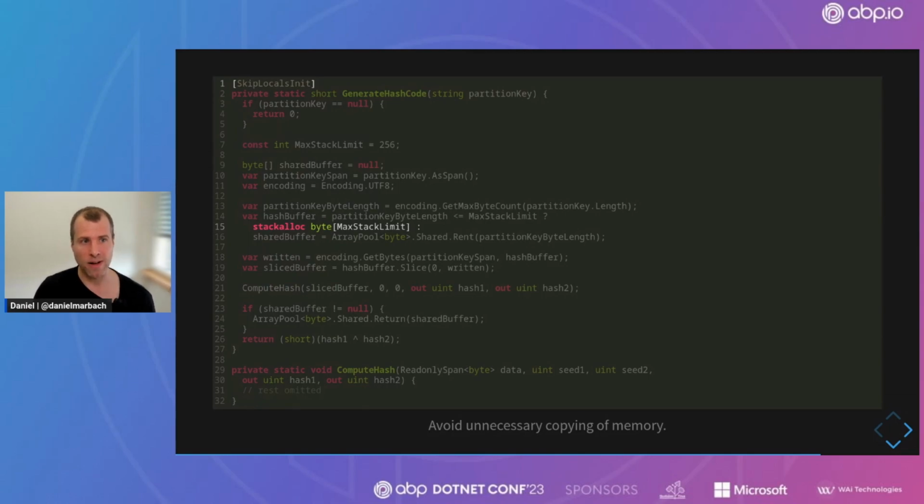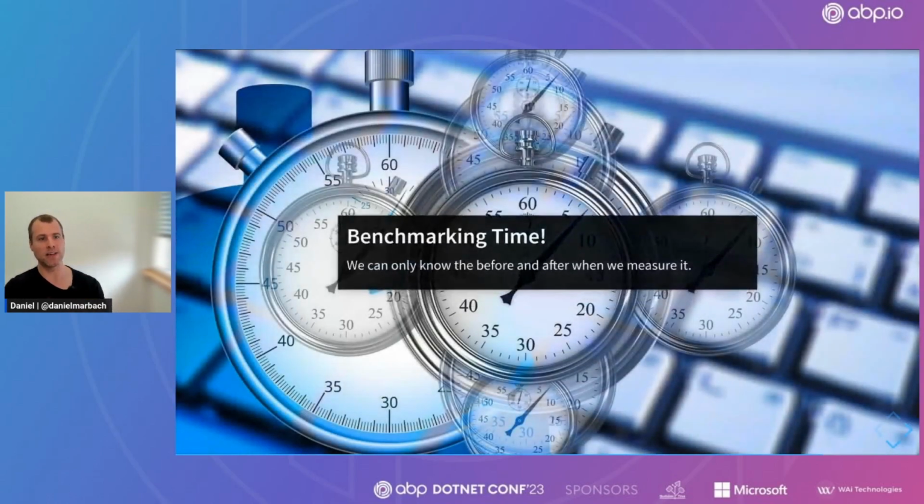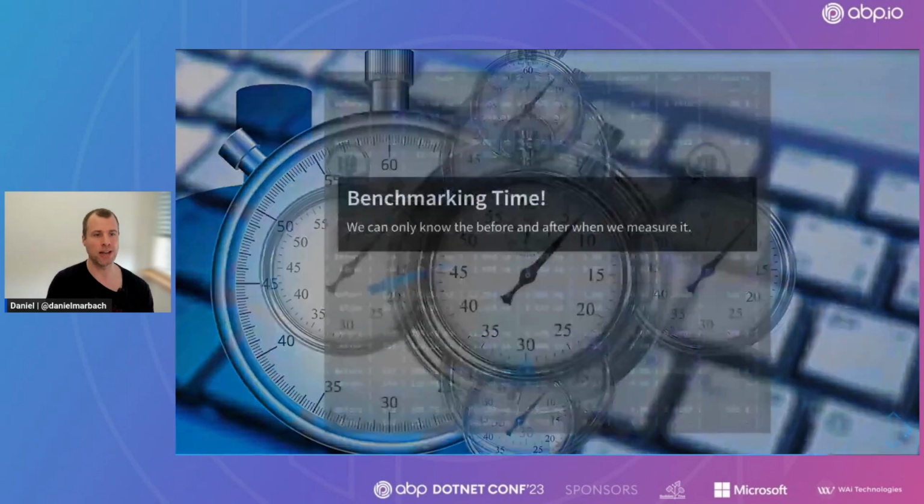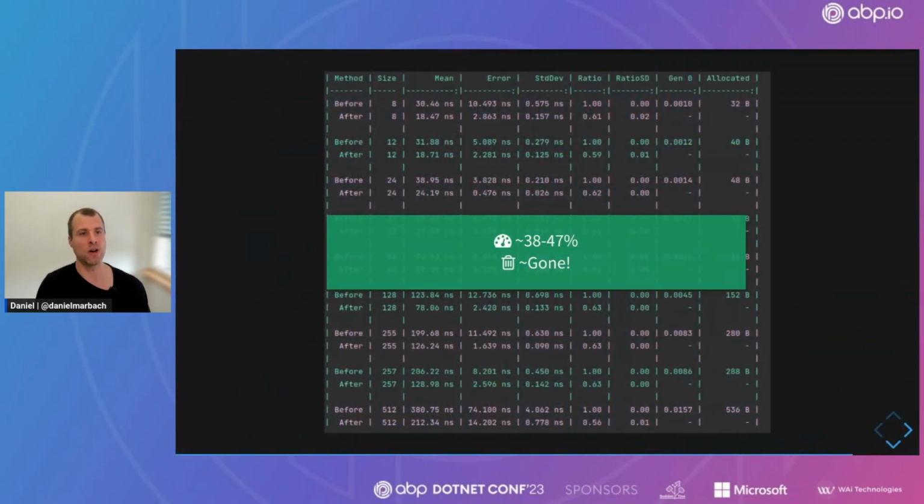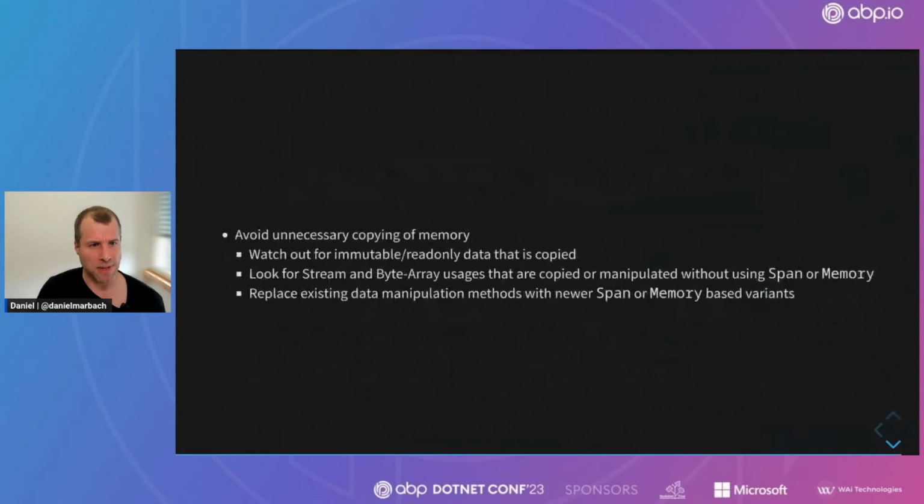And now, after having applied all this, we can measure, and what we can see is, compared to the original algorithm, we are now 38 to 47%, depending on the cases, faster in terms of throughput, and all the allocations are gone, which is pretty fantastic because previously it allocated depending on the input size of the strings. Okay, so let's go.